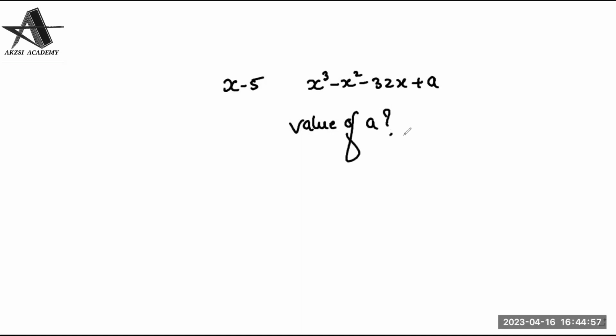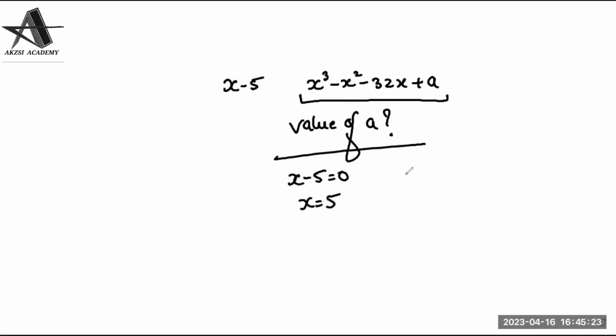Now, it says that x minus 5 is a factor. They have already mentioned that x minus 5 is a factor of x cubed minus x squared minus 32x plus a, and you have to calculate the value of a. Because we know x minus 5 is a factor, obviously it's going to satisfy the given equation. So x minus 5 equals 0, x equals 5. When I put x equals 5 in the given expression, it should give me 0 because f(a) should be equal to 0.